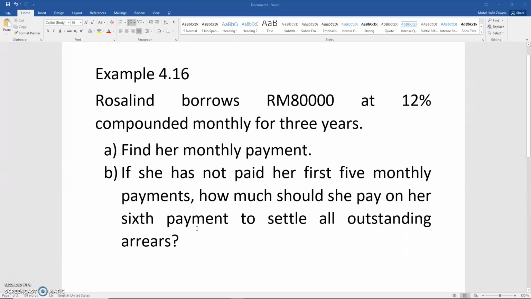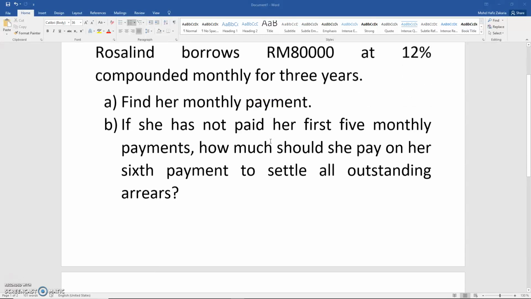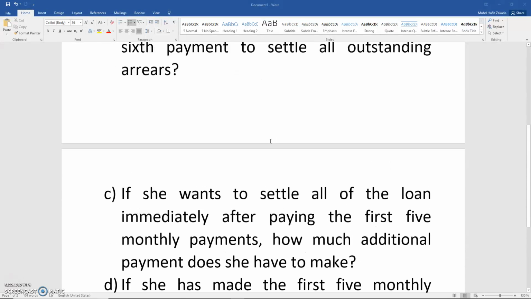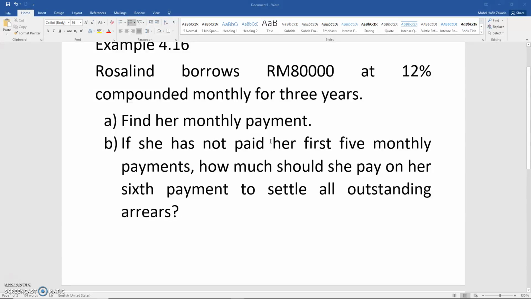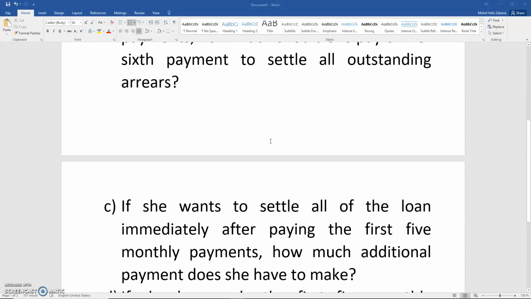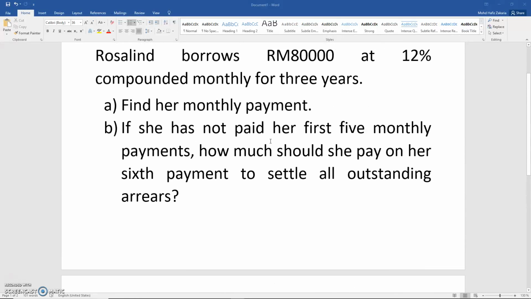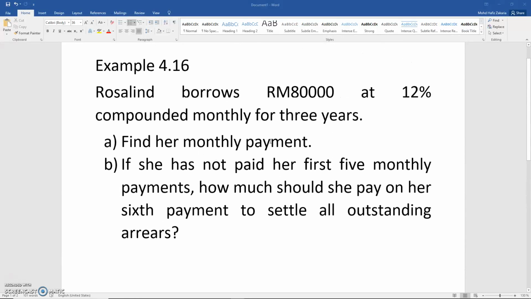Example 4.16. Rosalind borrows 80,000 at 12% compounded monthly for 3 years. For the first question, find her monthly payment. Then B, C, and D will give us several situations where she pays later or wants to settle early. So let's look at it one by one. First, find her monthly payment.